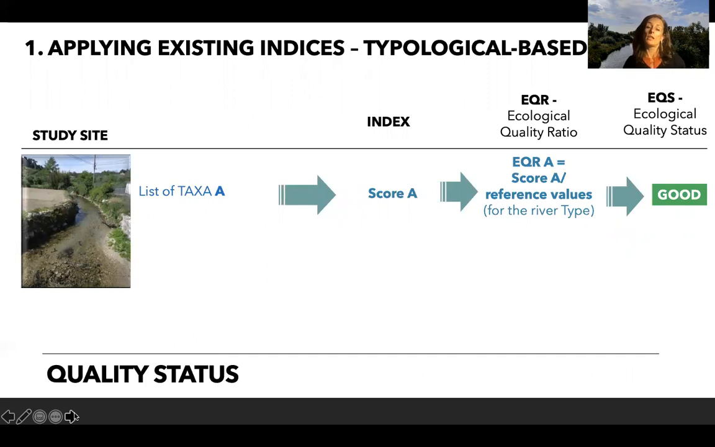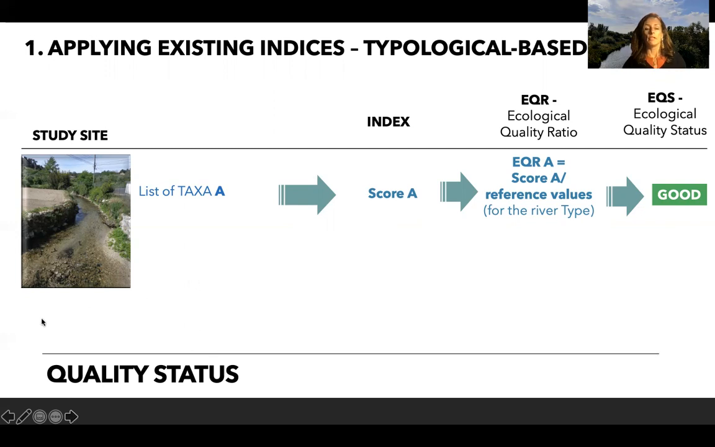In both cases, we'll have a list. In the first case, a list of taxa, and then we can apply well-established indices to calculate a score, and then the ecological quality ratio by dividing that score by the reference value for the river type. Finally, we calculate ecological status by looking at a classification system.